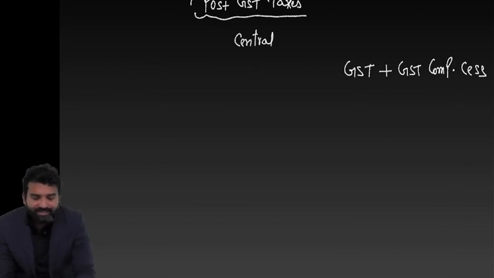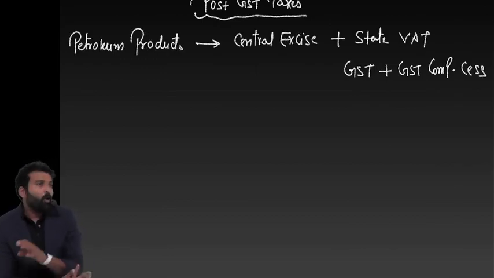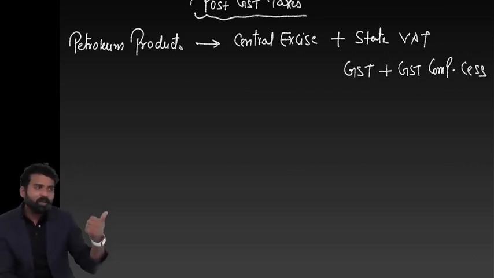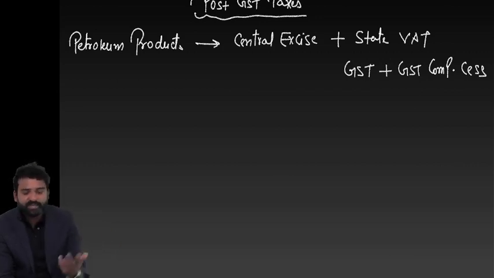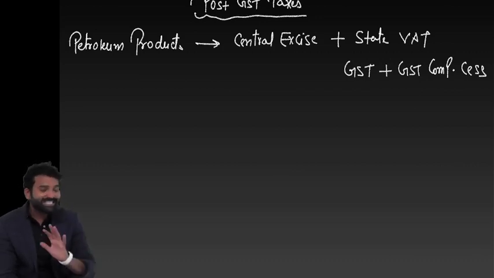And the very first tax is about petroleum. Listen carefully. Petroleum products means petrol, diesel, aviation turbine fuel, natural gas, and crude. For these five products, GST is not levied now. Central excise and state VAT exist in that case for petroleum products.